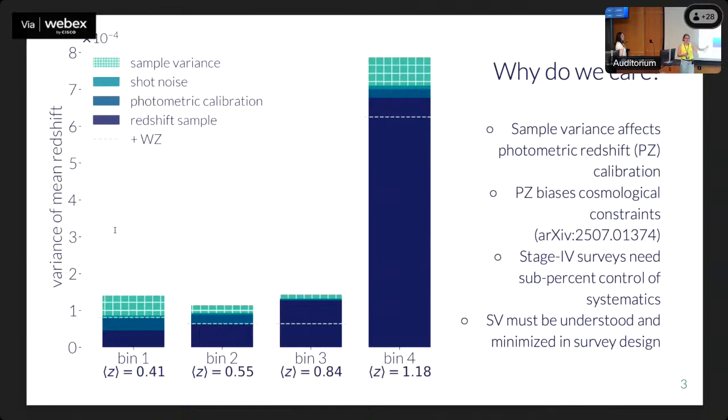And you might ask yourself, why? Well, different people care about this thing for different reasons. I personally care about it because this is going to really propagate into the data vector and later into the constraints on cosmological parameters, because here you have the variance of the mean redshift, right? So the center of your bin is going to move around or be uncertain.